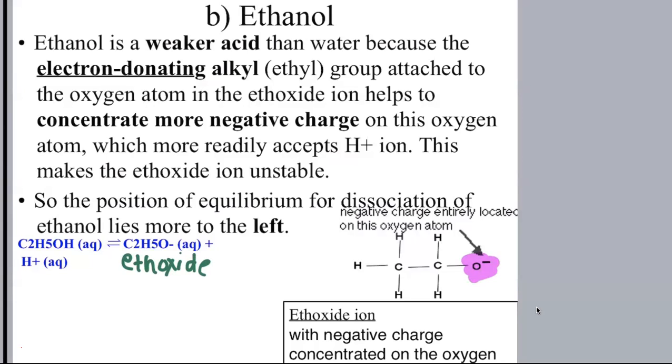The negative charge is concentrated on oxygen. So you can imagine, that's the first explanation: the negative charge being so concentrated on the oxygen is a strong negative charge. The strong negative charge will combine with H plus. The stronger the negative charge, the more it attracts your H plus.